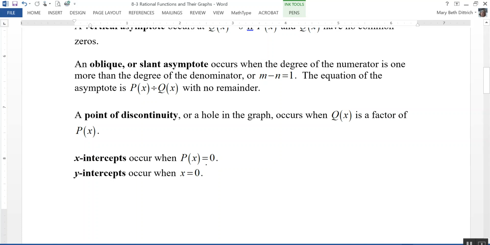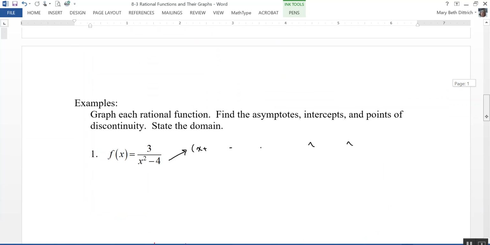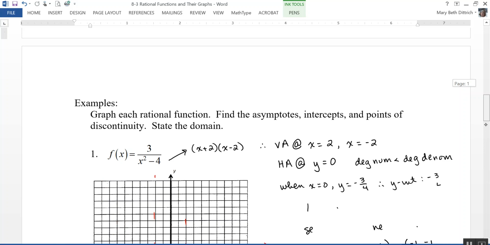X-intercepts occur when p of x equals 0, in other words, when the numerator equals 0, and y-intercepts occur when x equals 0. So let's take a look at a couple examples here. And because this takes a long time to do, I've gone ahead and done some of the work in advance here.